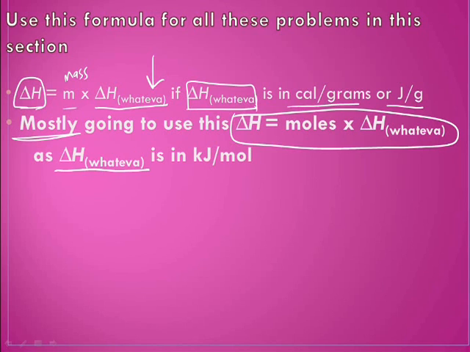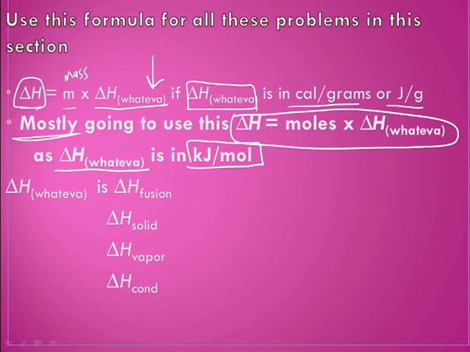So delta H whatever is in kilojoules per mole. That's a constant we can get from a table, or we might have to figure it out. So delta H whatever is delta H fusion, delta H solidification, delta H vaporization, or delta H condensation. So we looked at two of those before. We go back to this.